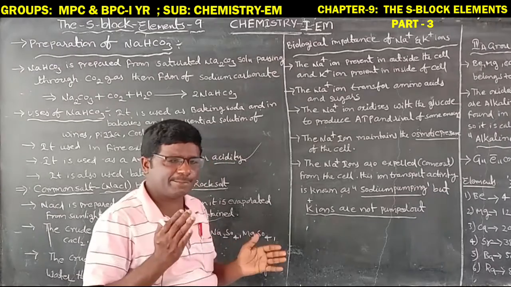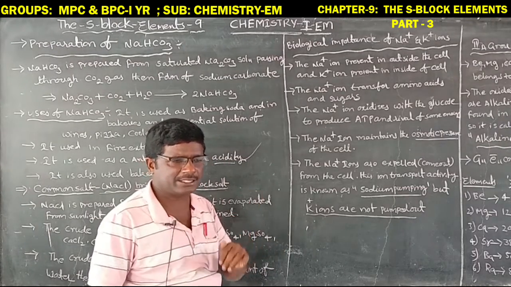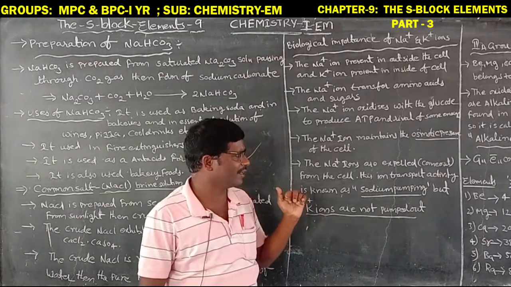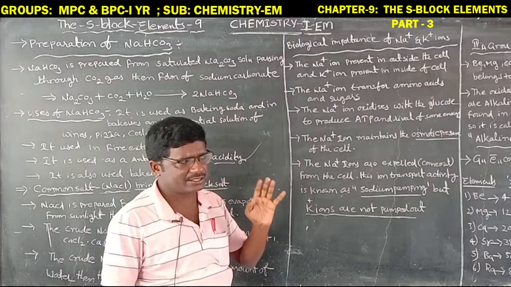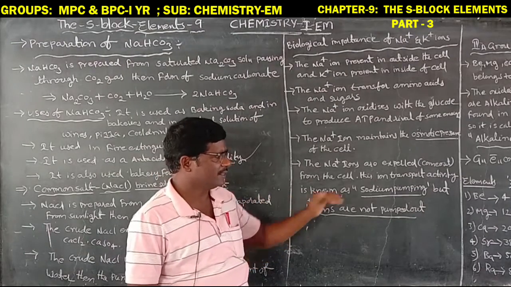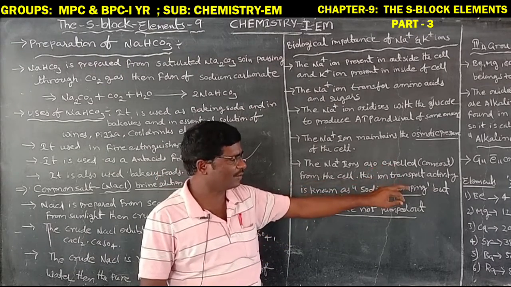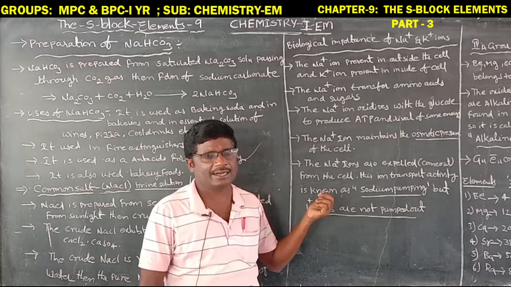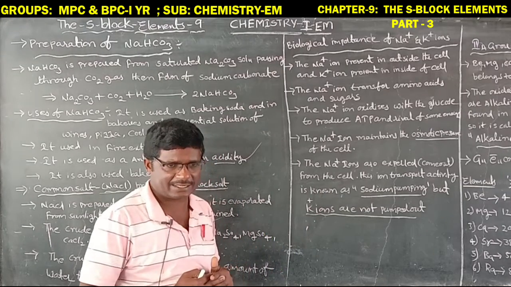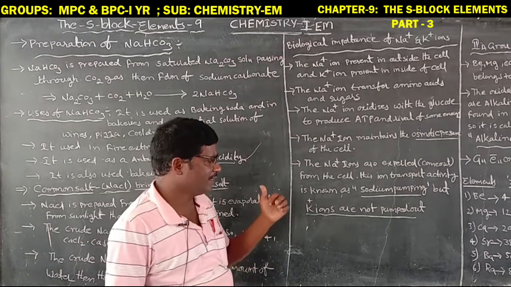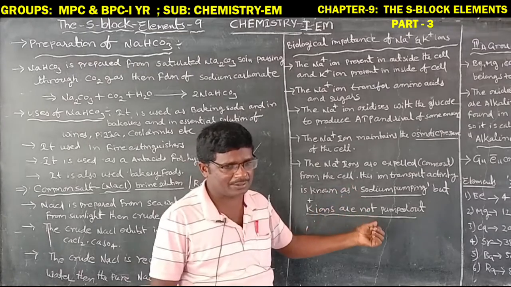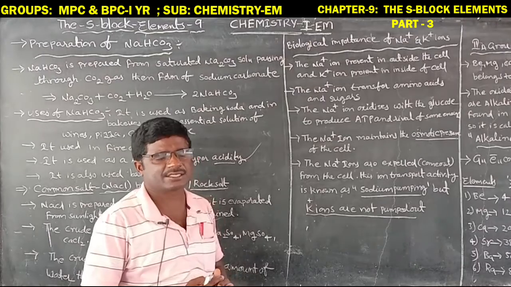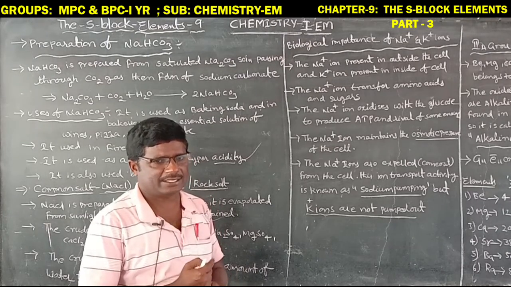Next one, the Na+ ion maintains the osmotic pressure in the cell. Next another one, the Na+ ions are expelled, that is, they come out from the cell. This ion transfer activity is also known as sodium pumping. That is the Na+ ion importance. Remaining another one, K+ ions are not pumped out of the cell. That is the biological importance of Na+ and K+ ions.